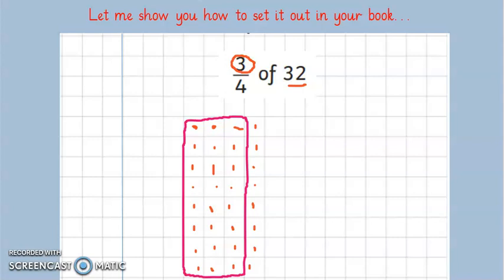So remember that each row is 3. So I've got 3, 6, 9, 12, 15, 18, 21, 24. So 3/4 of 32. Let me just double check. 1, 2, 3, 4, 5, 6, 7, 8, 9, 10, 11, 12, 13, 14, 15, 16, 17, 18, 19, 20, 21, 22, 23, 24. 3/4 of 32 is 24.